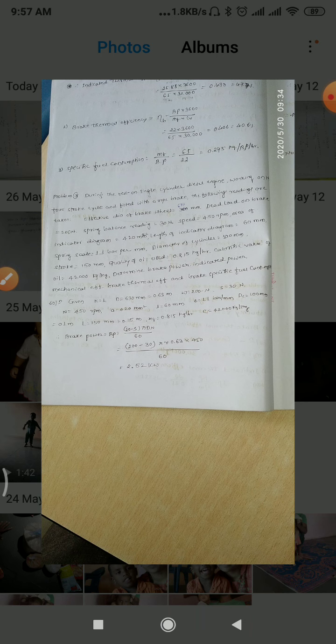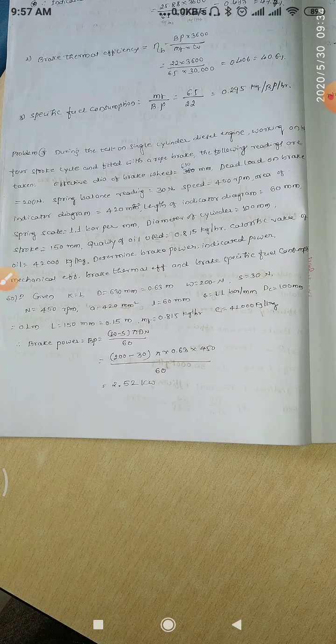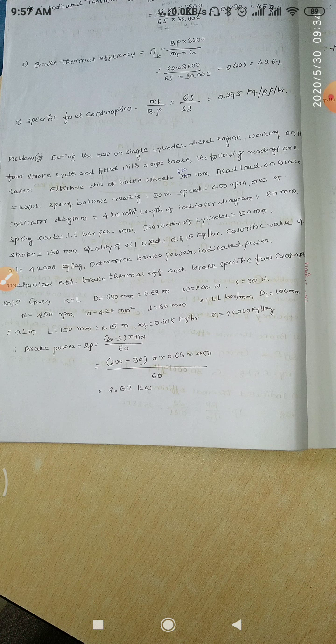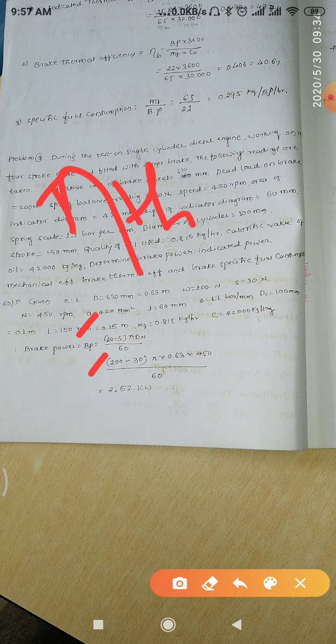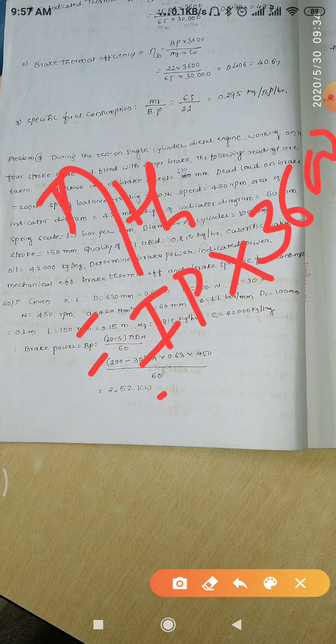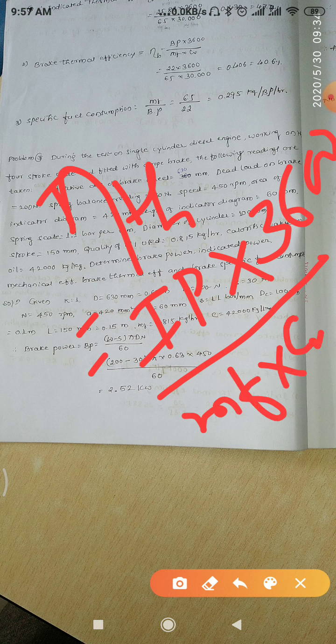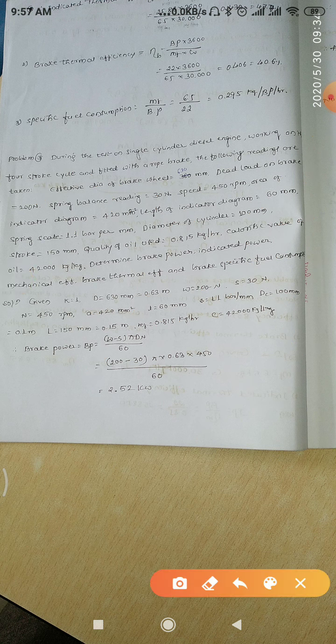Okay, next is the indicated thermal efficiency, that equals IP into 3600 whole divided by MF into CV. This is the formula for indicated thermal efficiency. So now substitute the values in this formula.